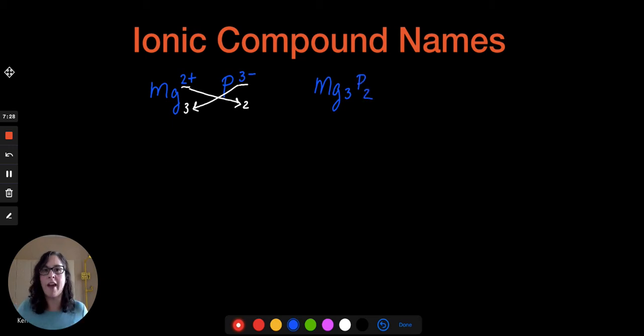Mg3P2. Now, it doesn't matter how many we have of each one of these when it comes to ionic naming. If we see a magnesium and we see a phosphorus, we have a metal and a non-metal together, we know that the name of this is going to be magnesium phosphide. So again, I'm just modeling how we come up with the formulas for these once again.